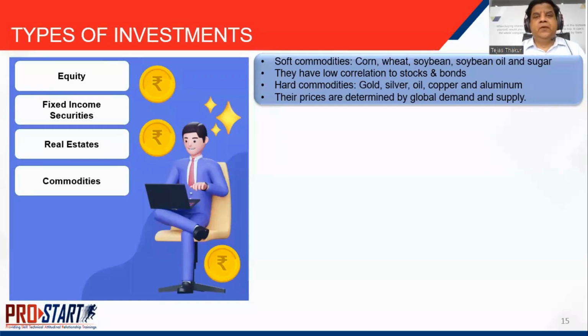Oil also. Now, why do people deal in commodities? Because they have very, very low correlation as compared to stocks and bonds. So it's an ideal diversification strategy. If you talk about hard commodities, their prices are determined by global demand and supply. So even if India is not demanding silver, if there's a global demand for silver, people who invest in a commodity like silver will make money.